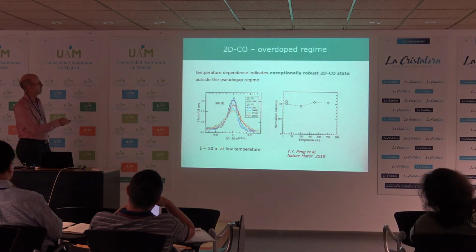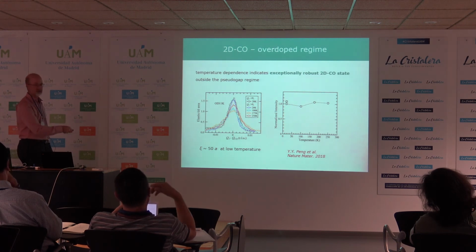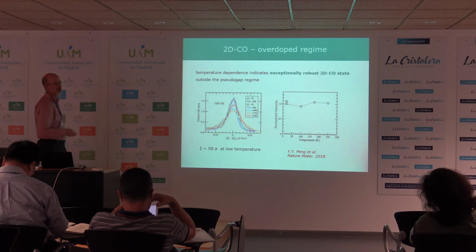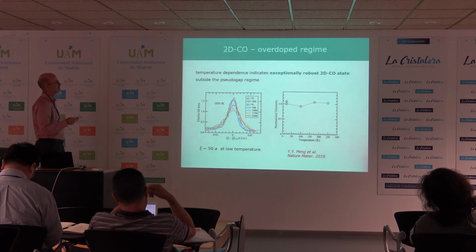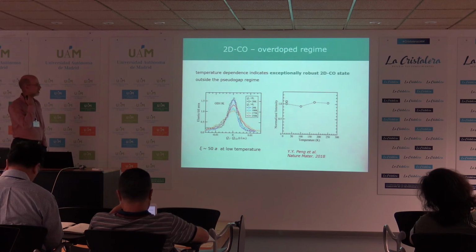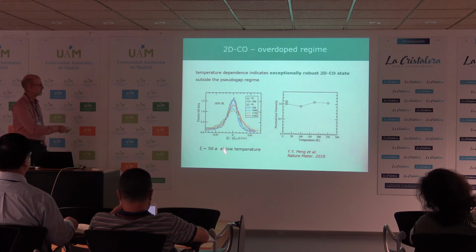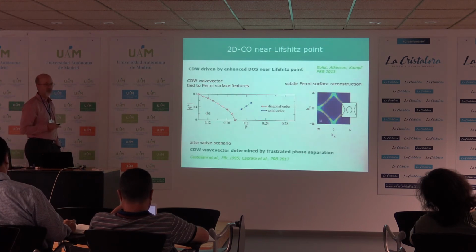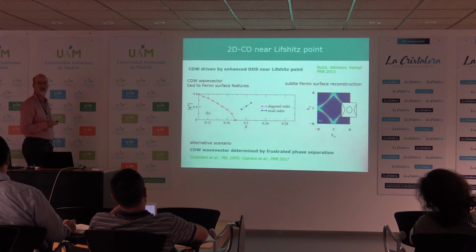When you then look at the temperature evolution, you see this peak broaden, just like it does in YBCO, but the integrated intensity is almost temperature independent, up to room temperature. So this is really exceptionally robust charge order, well outside the superconducting regime. Right, with a correlation length of at least 50 angstroms. That's even longer than in YBCO. Now about the gap, of course you would expect.